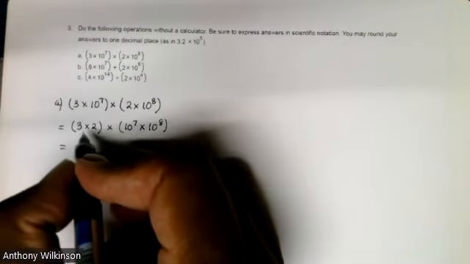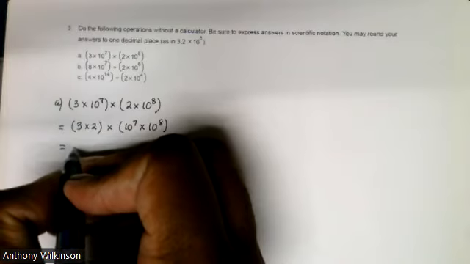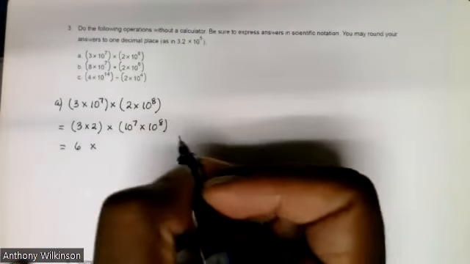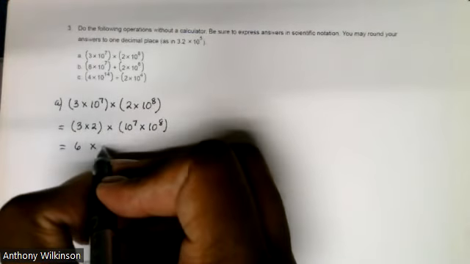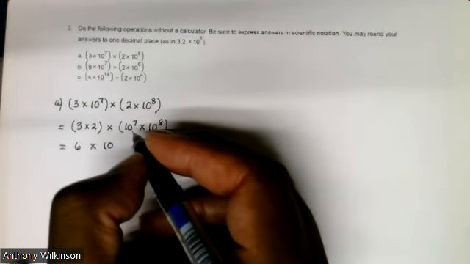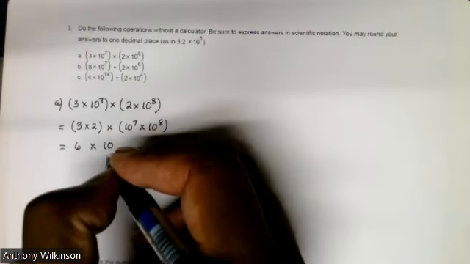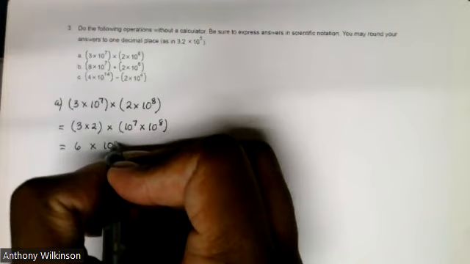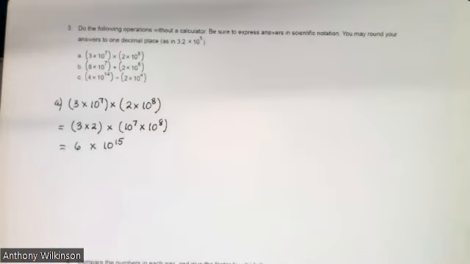So in this case here, 3 times 2 is going to be 6 times, and then multiplying the powers of 10. Multiplying powers of the same base means I can add the exponents. So I'll bring the 10 down, add 7 and 8 together, you'll get 15. And as you can see, it is already in scientific notation. So my final answer there will be 6 times 10 to the 15th.